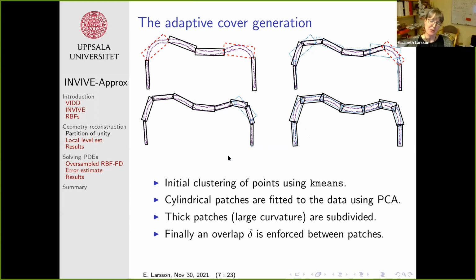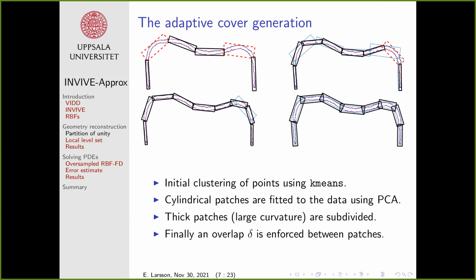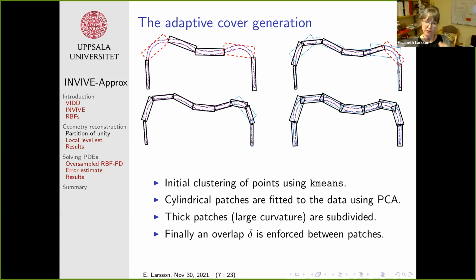And this is all done with standard methods. So we use a clustering algorithm to divide the point cloud into nice pieces, and then we fit the patches using principal component analysis, so it follows the surface. And yeah, this is it. So it's relatively simple, but of course, I mean, it didn't work immediately, but now it works nicely.